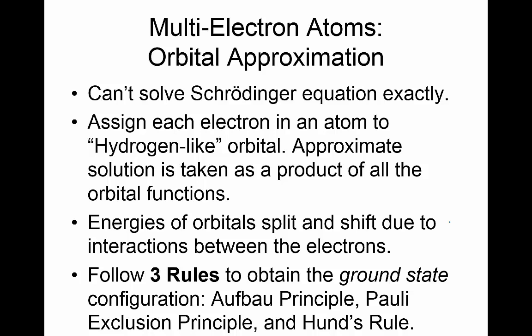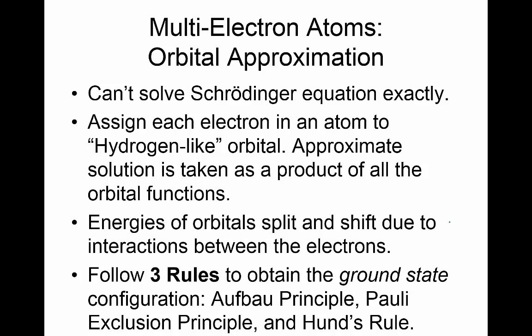So the way this approximation works, this orbital approximation, is we're going to assign each electron in an atom to a hydrogen-like orbital. So we've already talked about the hydrogen-like orbitals, the 1s, the 2s, then there's the 2px, the 2py, the 2pz, and so on. So what we're going to do is imagine that something like that exists in all atoms, and we're going to assign all of the electrons in any particular atom to one of those orbitals. Then the approximate solution to Schrödinger's equation is going to be taken as the product of all those orbital functions.